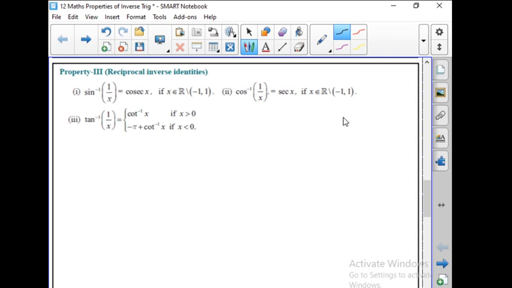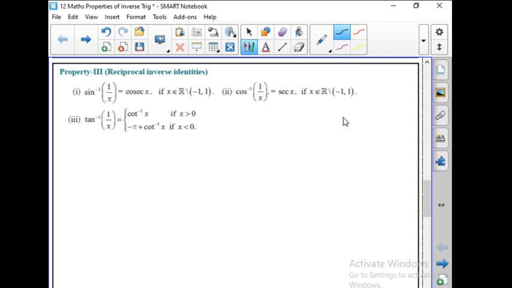So, sine inverse of 1 by x is equal to cosecant inverse of x if x belongs to R except the interval minus 1 comma 1. And the second one is cos inverse of 1 by x is equal to secant inverse of x. And the third one is tan inverse of 1 by x is equal to cot inverse of x if x is greater than 0, and minus pi plus cot inverse of x if x is less than 0. Okay, in your book, the first one is proved. So, for the second one you can follow the first one and do it.